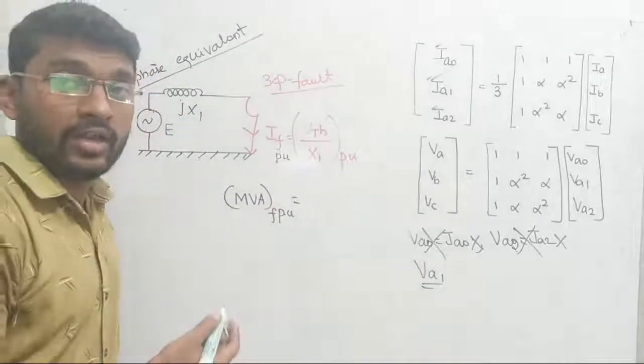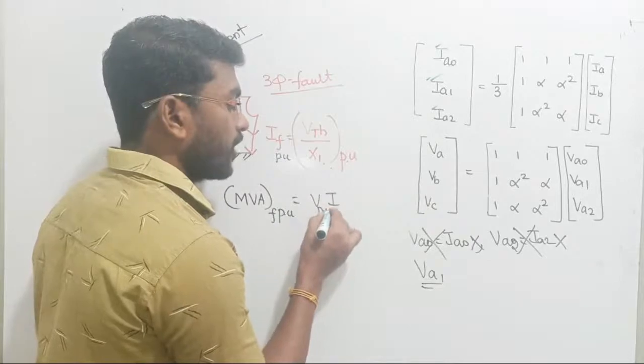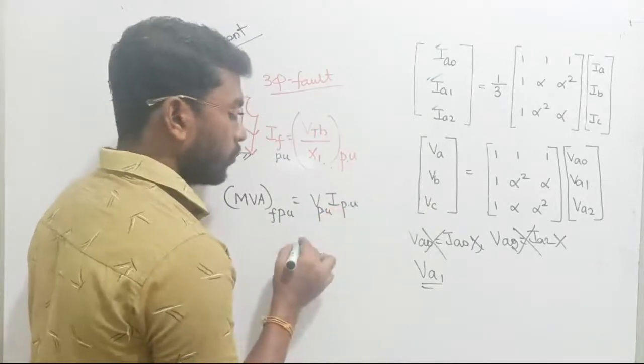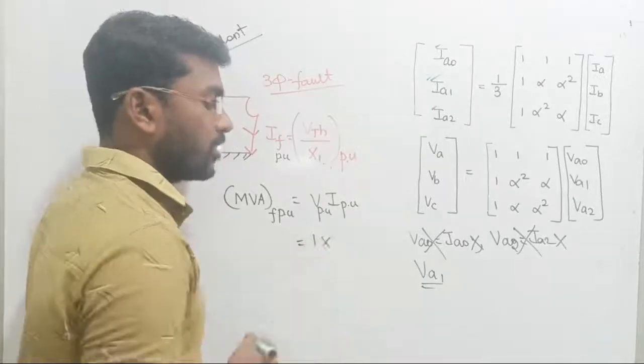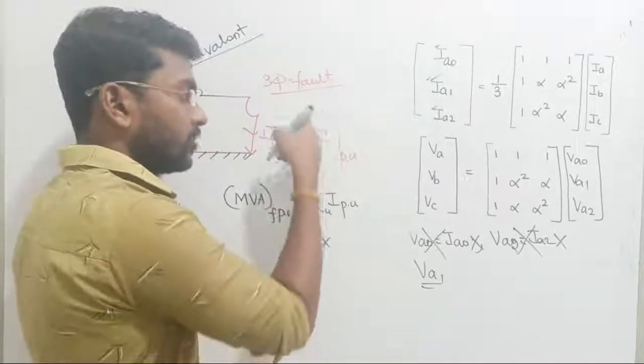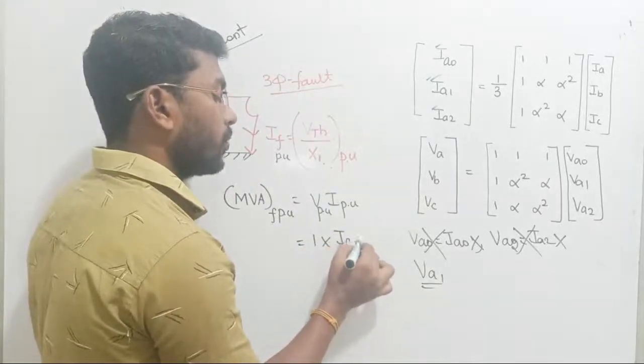Usually MVA rating is the product of voltage and current. Of course, that is correct. But in per unit, we are calculating the values in per unit. So per unit voltage is 1 only, into per unit current, which we just calculated. So fault current in per unit.